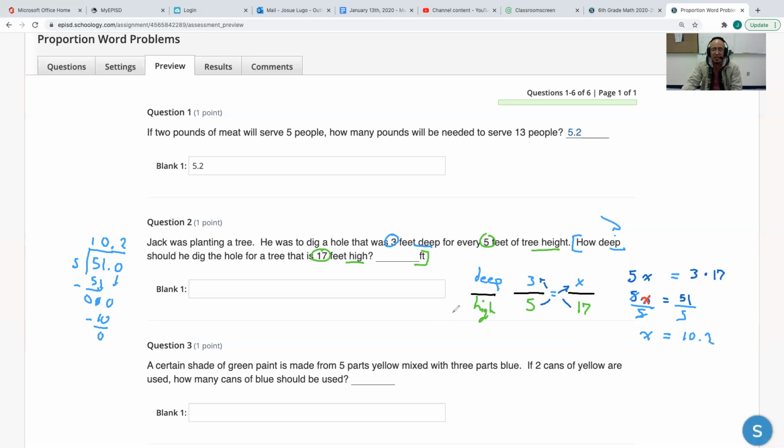That means that if the tree is going to be 17 feet high, you must dig a trench that is 10.2, or a hole that is 10.2 feet deep. Awesome. Not too bad. Next one.